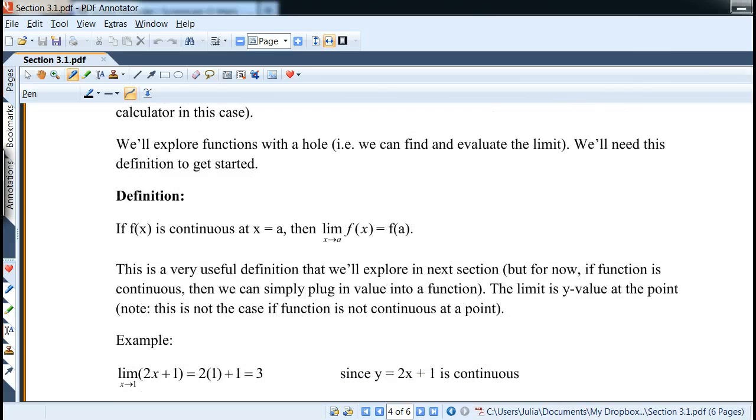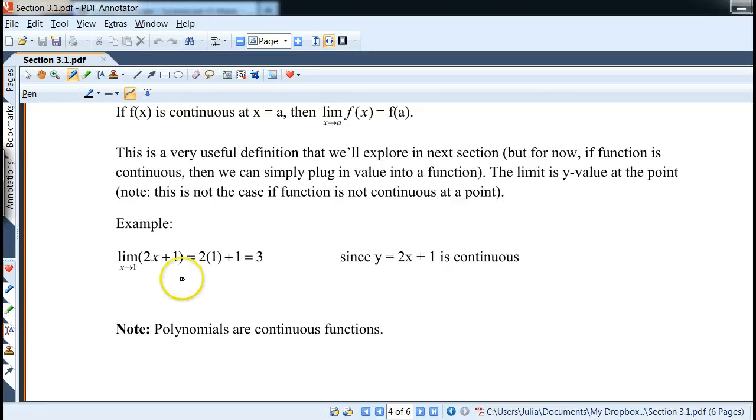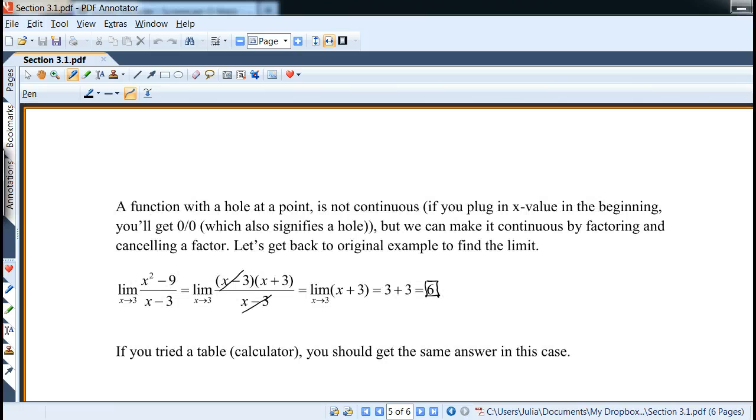And here's how we can use this. Notice the limit as x approaches 1 of 2x plus 1. Now notice 2x plus 1 is a line. Any polynomial, we're going to learn, is continuous. Then you can simply plug it in as if it was a y value, and you get 3. So if this is continuous, it's very easy. You can just plug it in as if you were plugging in a regular function. Now, all polynomials are continuous functions. The only ones we need to worry about are rational functions, which we'll see.